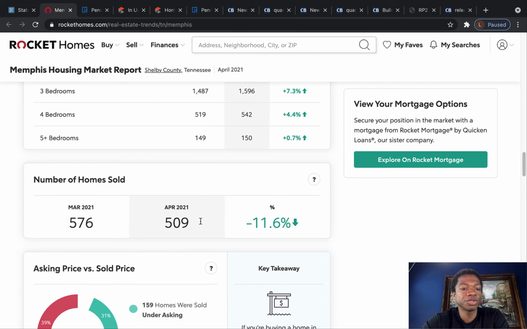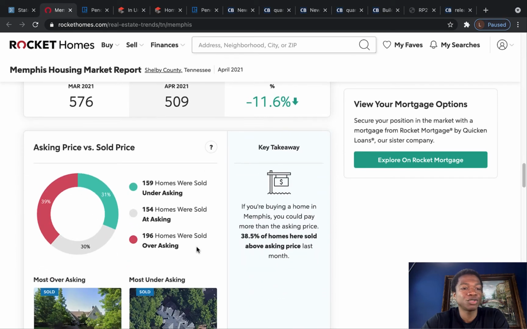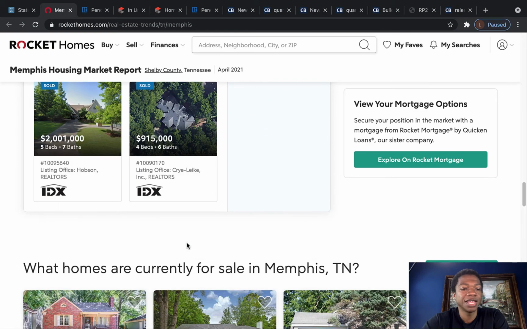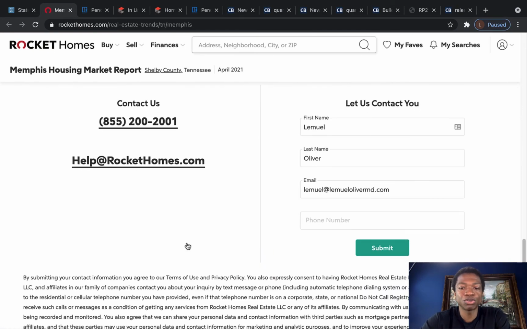Number of homes sold in March 576, April 509, down 11.6%. And a lot of that has to do with inventory. As we take a look at asking price versus sold price, 159 homes sold under asking price, 31%, 30% sold at asking price, and 39% over asking price. So again, it looks like we are definitely in a seller's market.